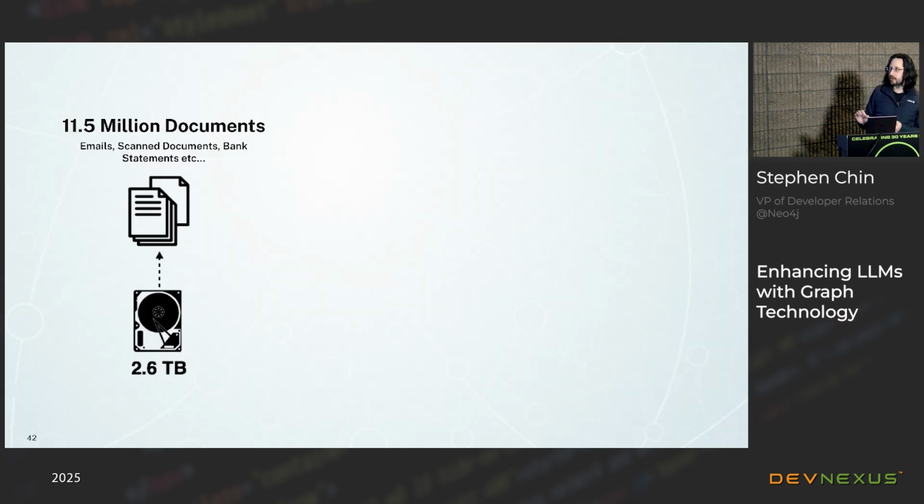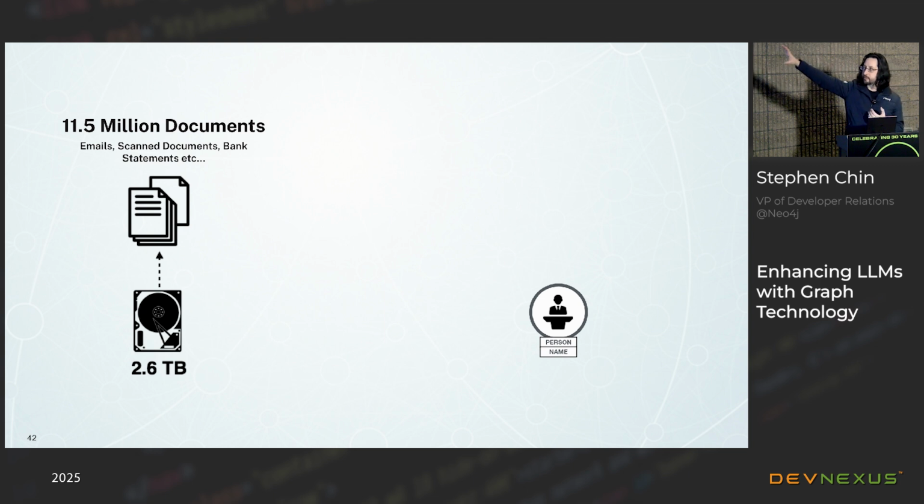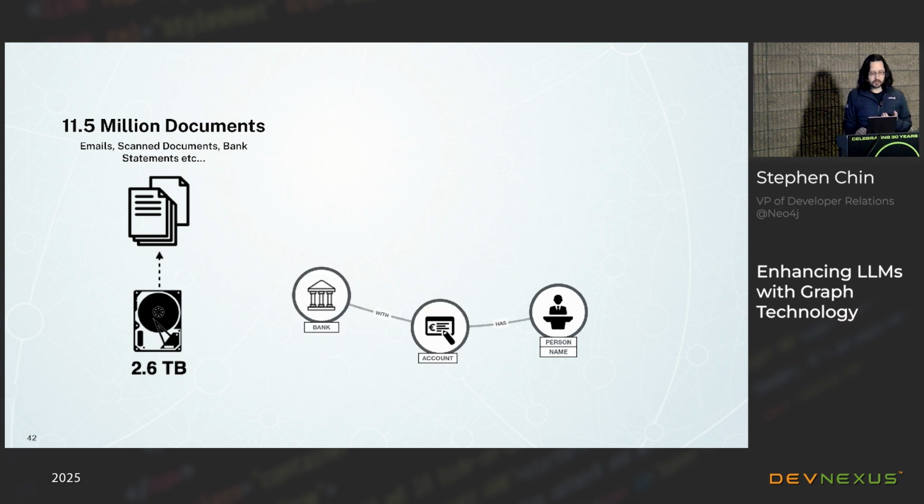Knowledge graphs are composed, and this is the Panama Papers case where they had 11.5 million documents and 2.6 terabytes of data. Knowledge graphs are composed of nodes. Nodes can have properties attached to them. So in this case, the node's a person. They have a name attached to them. They also have relationships to other nodes. So we have an account node and a bank node. The person has an account, and the account is with a bank.